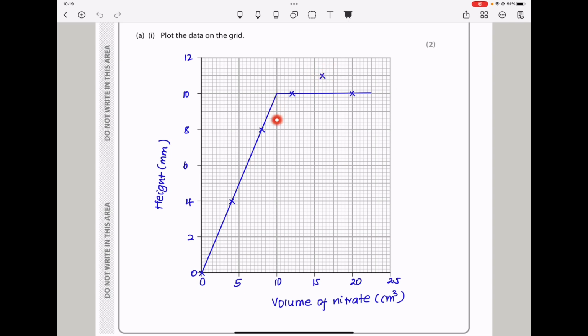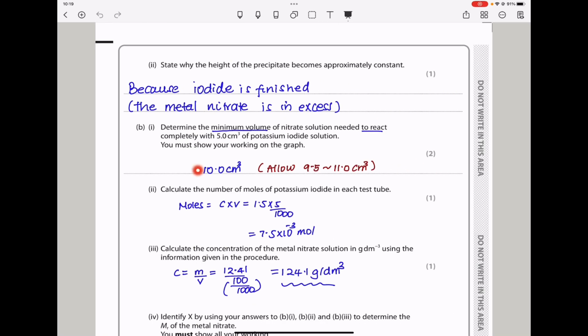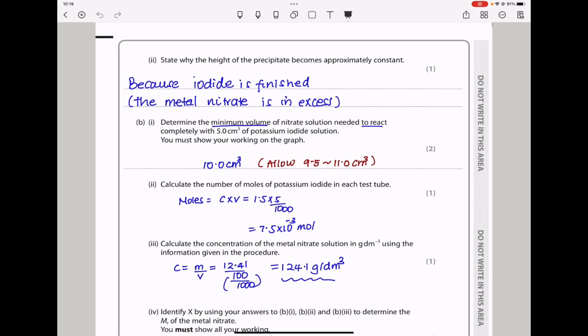And then these two lines connected at this point, meaning at about 10 centimeters cubed of the nitrate, the reaction had stopped. So I used the volume to be 10 centimeters cubed. So my answer is 10.0 centimeters cubed. But the allowed answer should be between 9.5 to about 11 centimeters cubed.